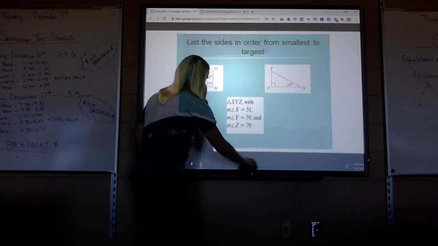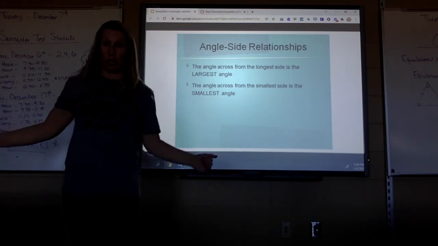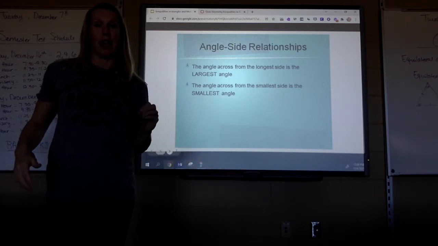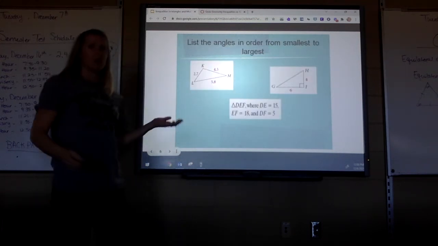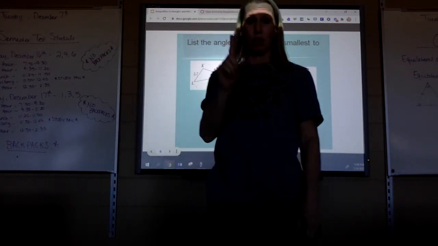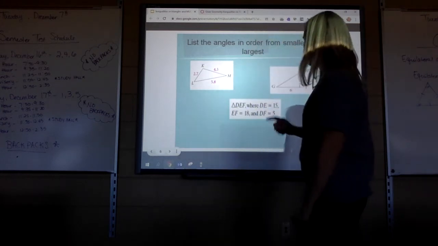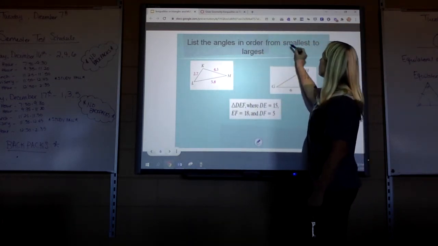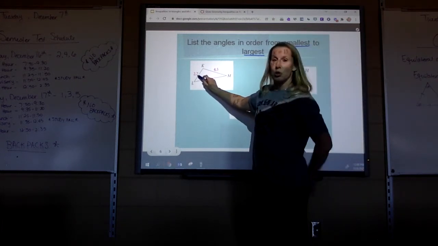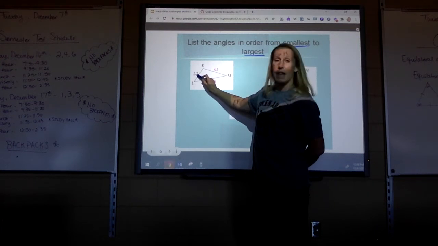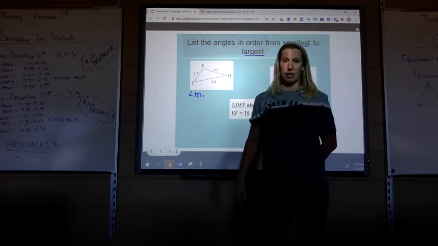Okay, let's talk about angles. The angle across from the longest side would be your biggest angle, and the angle across from your shortest side would be your smallest angle. It works the exact same way, except we name angles with one letter. So sides are two letters, angles are one letter. I'm going to list the angles in order from smallest to largest. My shortest side is 2.7. The angle opposite that would be angle M. So that'd be my smallest angle.